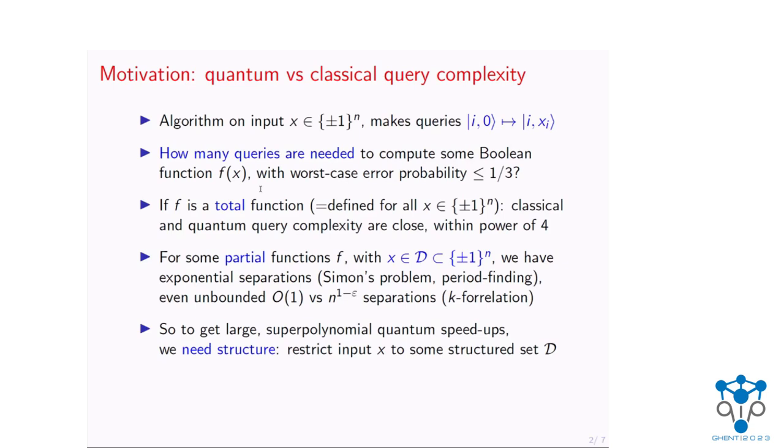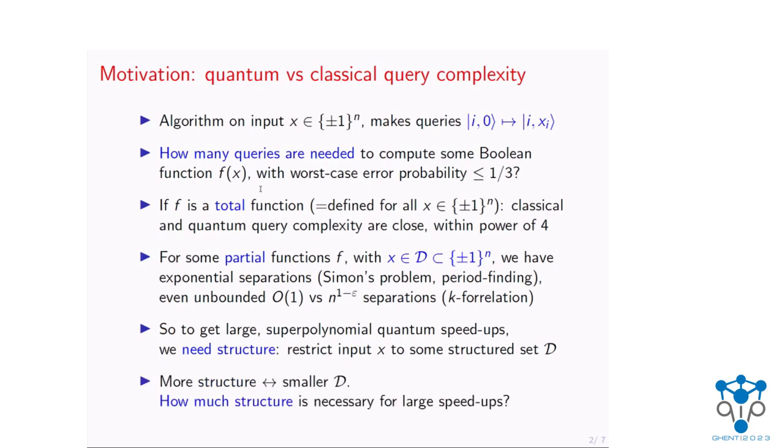And then you can ask the question, and this has repeatedly been raised by Scott Aaronson and others, how much structure is necessary to get significant quantum speedups in query complexity, right? So you can think of more structure corresponding to a smaller promise set D. The more structure you impose, the smaller the set D of allowed inputs is, right? And so qualitatively, the question is how much structure is needed for large quantum speedups.